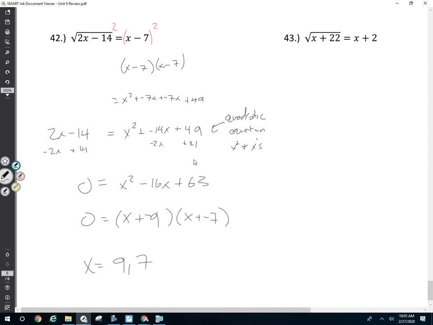I should probably check. There are situations where you can have extraneous solutions. If I plug in 9, 9 minus 7 is 2. Okay. 9 times 2 is 18, minus 14 is 4. So this is the square root of 4, that's 2. Okay, so 9's good. 7's also good because I'd get 0 and 0.